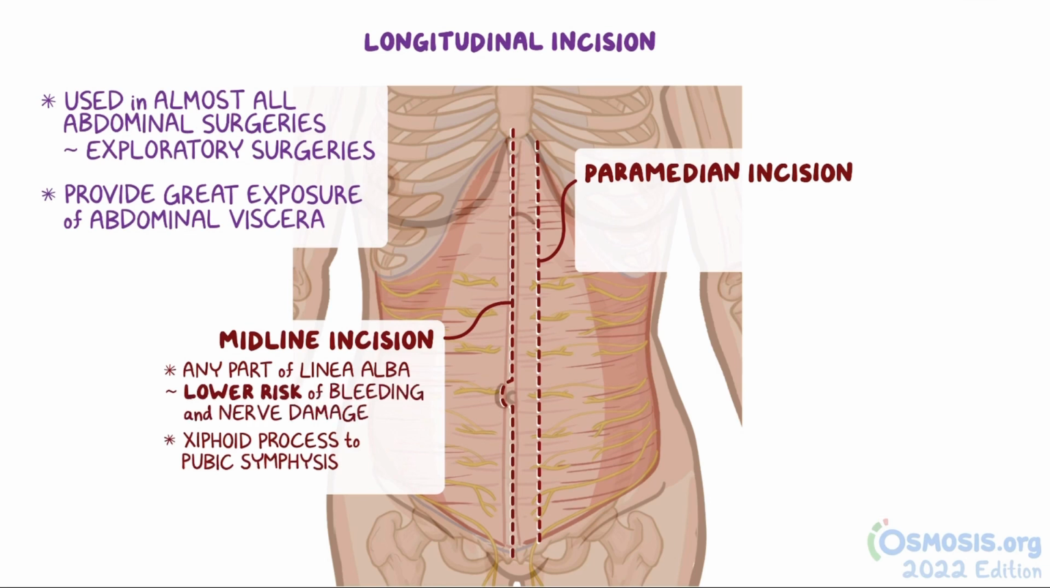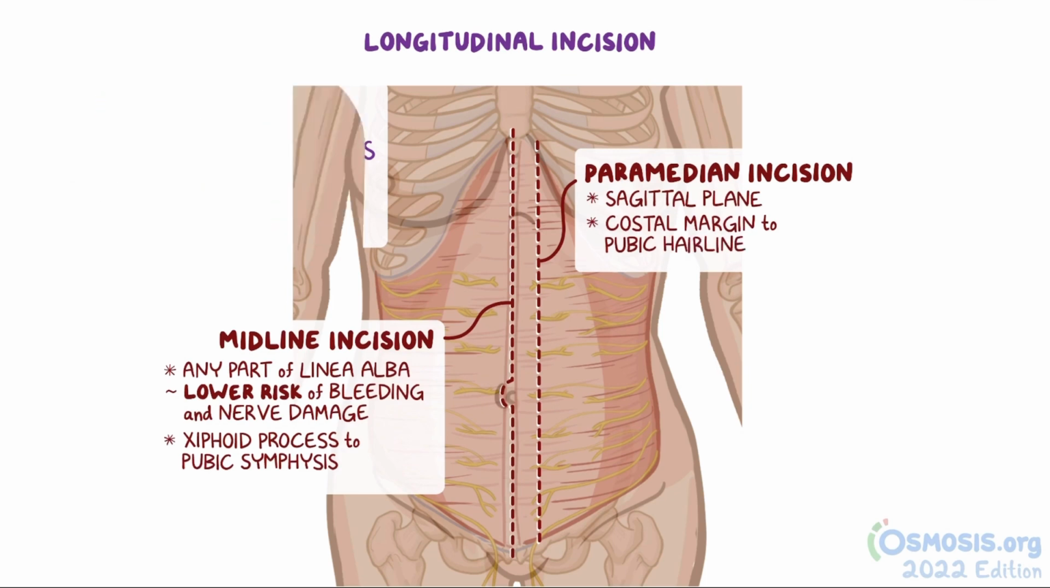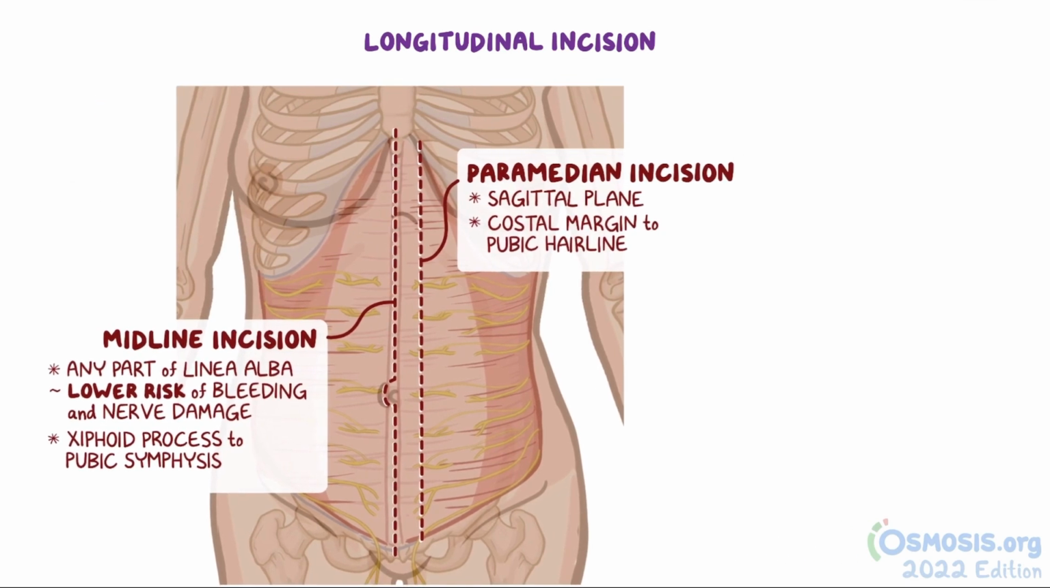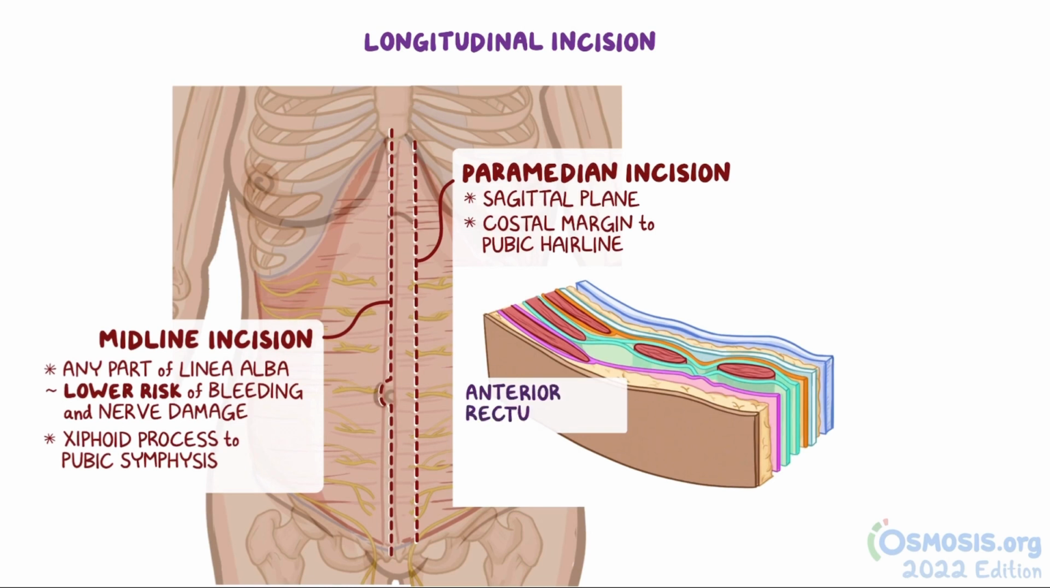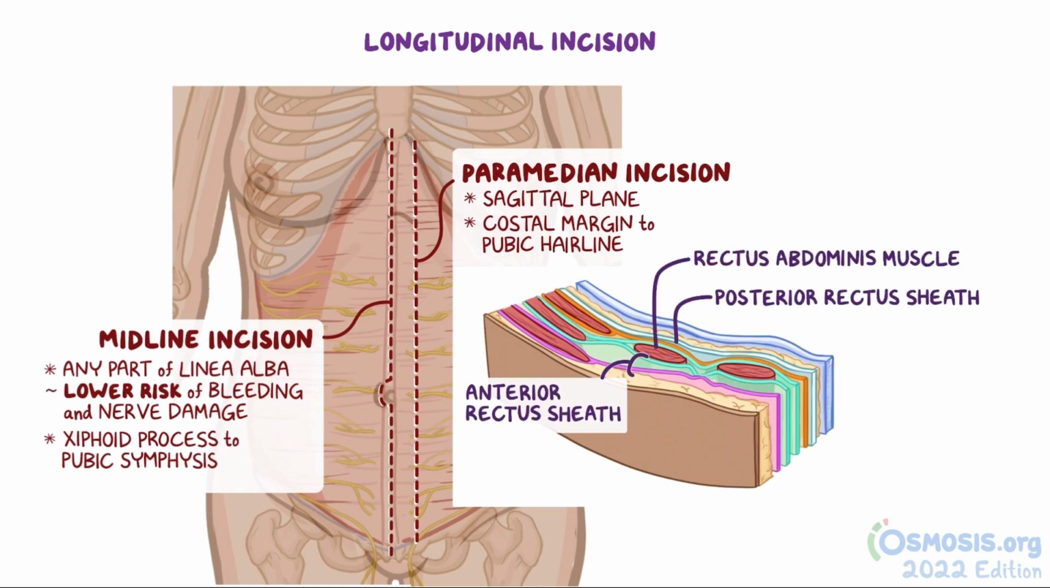A paramedian incision, which is lateral to the median plane, is made in a sagittal plane and can extend anywhere from the costal margin to the pubic hairline. The paramedian incision would therefore go through the anterior rectus sheath, the rectus abdominis muscle, and the posterior rectus sheath.